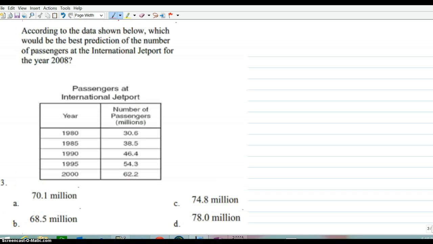Number 3. According to the data shown below, which would be the best prediction of the number of passengers at the International Jet Port for the year 2008? Okay, so this one is one of those tables where you just kind of have to extend it.